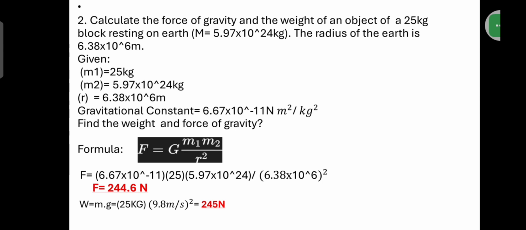And second, we're going to get the weight. In getting the weight, we must use the formula W is equal to M times g. And we have to substitute 25 kilograms times 9.8 meters per second squared, which is equal to 245 Newtons.